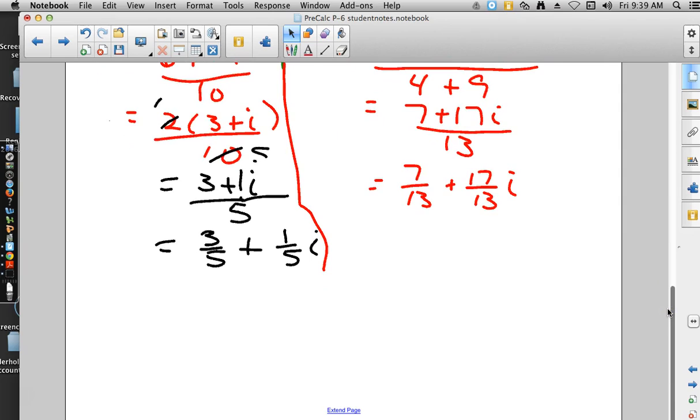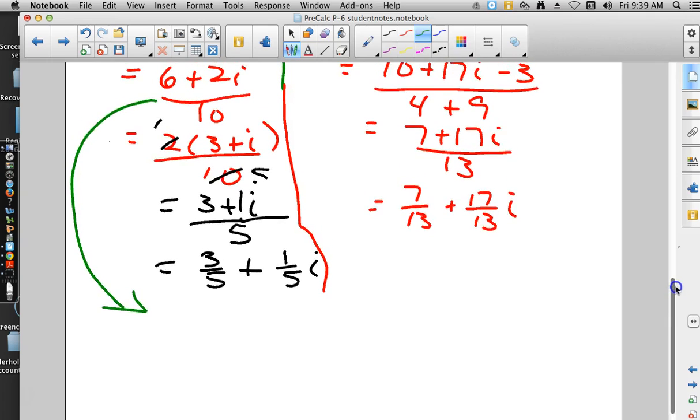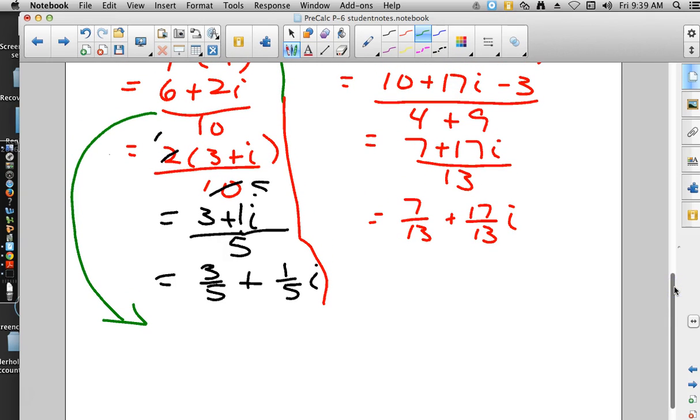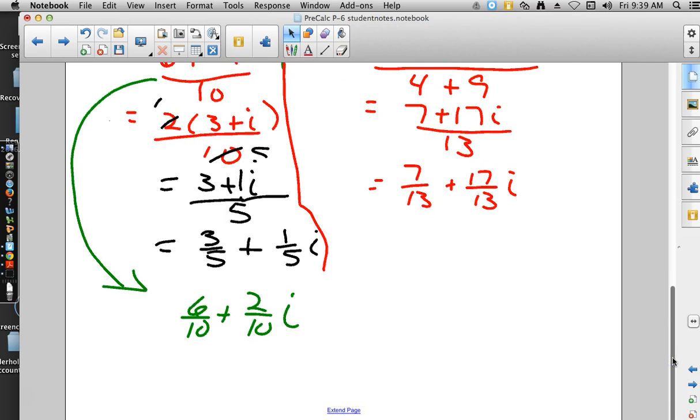On this one, if we had kept this, we would have noticed we could simplify those fractions anyway, because it would have been 6/10 plus 2/10 i. So it's all about what's comfortable for you, and as long as you do it in the same order every time, you're gonna feel like things are going well.